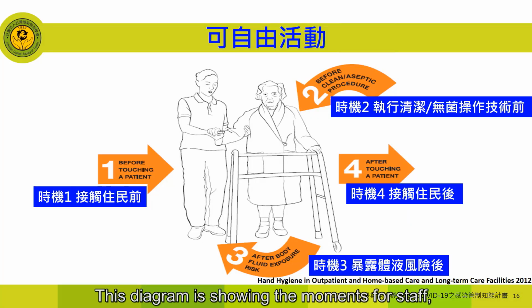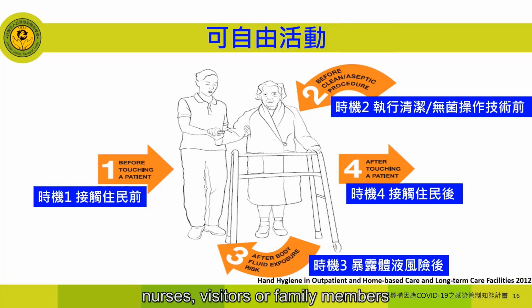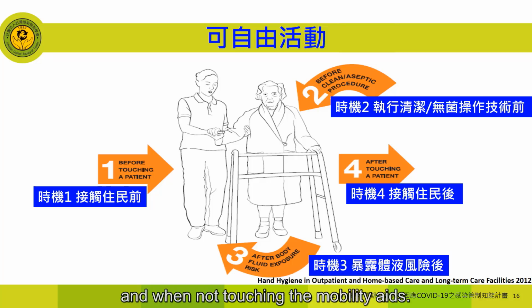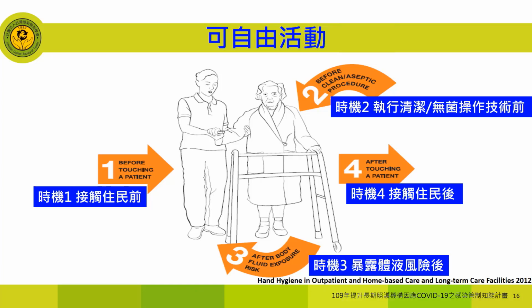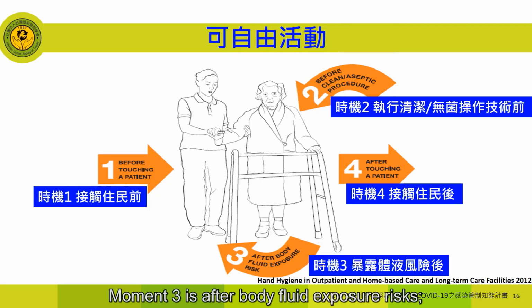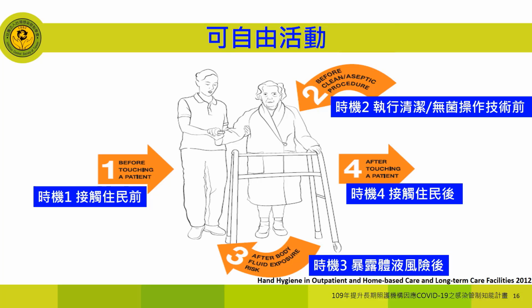This diagram shows the moments for staff, nurses, visitors, or family members to wash their hands when the residents can totally move by themselves and are not touching the mobility aids. Moment 1 is before touching a resident. Moment 2 is before operating aseptic cleaning procedures. Moment 3 is after body fluid exposure risks. Moment 4 is after touching a resident. In this case, Moment 5 does not apply.